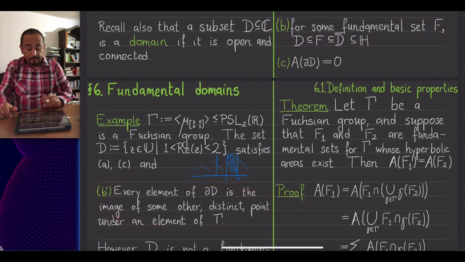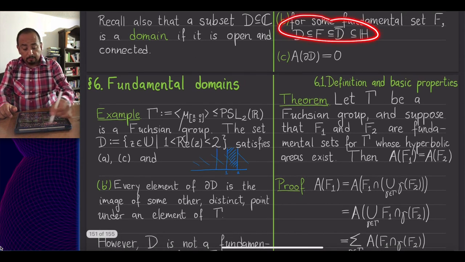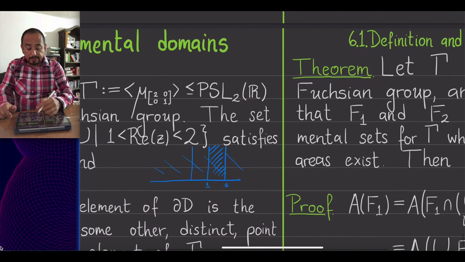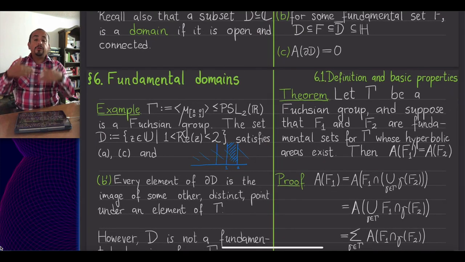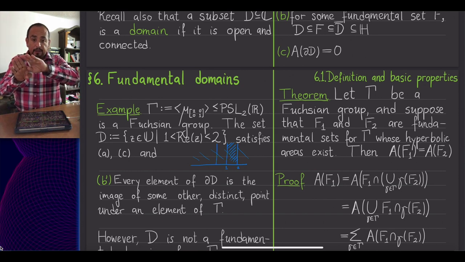So this illustrates how one cannot replace condition B with condition B prime. That is, replacing condition B with condition B prime allows sets that do not lead us to being able to think of the orbit space in terms of gluings.